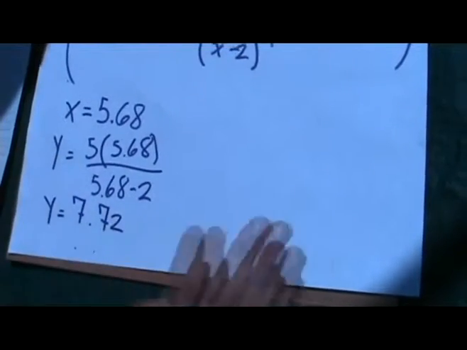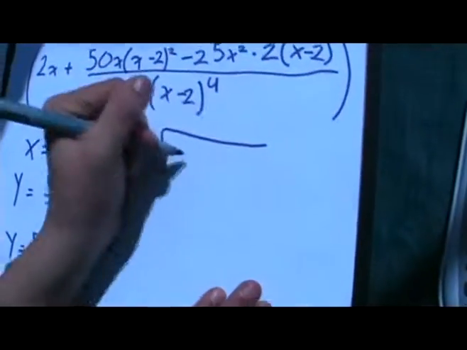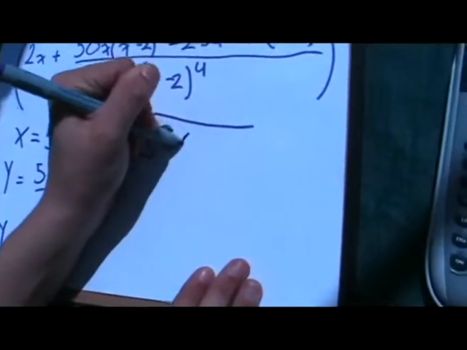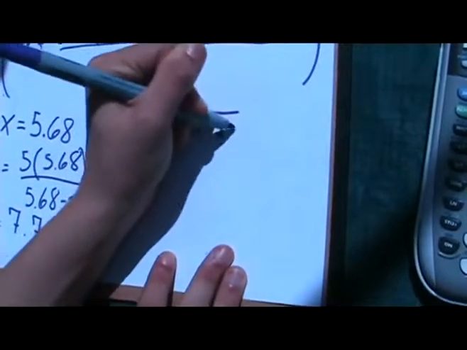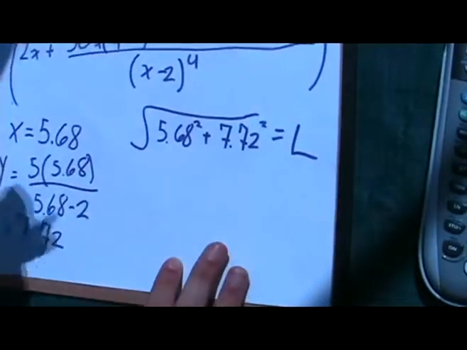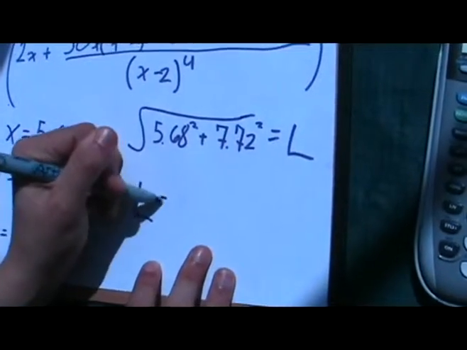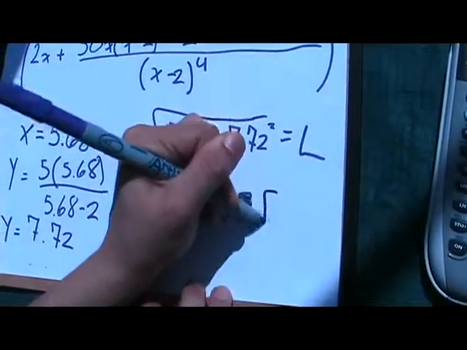So y equals 7.72. And now we use our other equation, the square root of x, which is 5.68 squared, plus y, which is 7.72 squared, equals L. And after all that, we finally know L equals 9.58 feet.